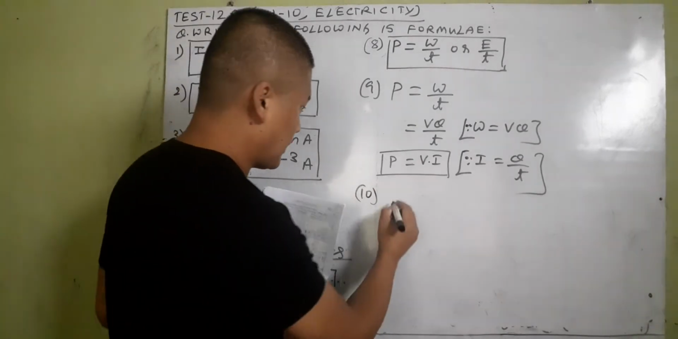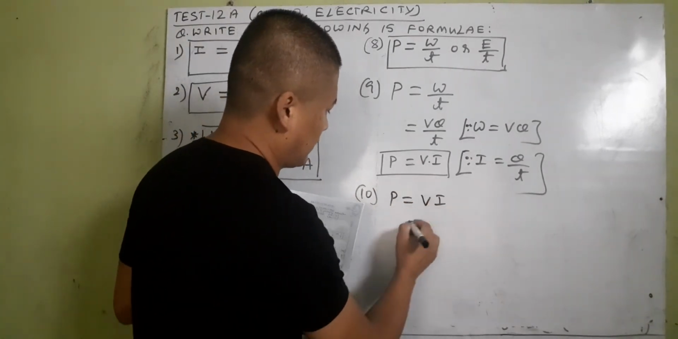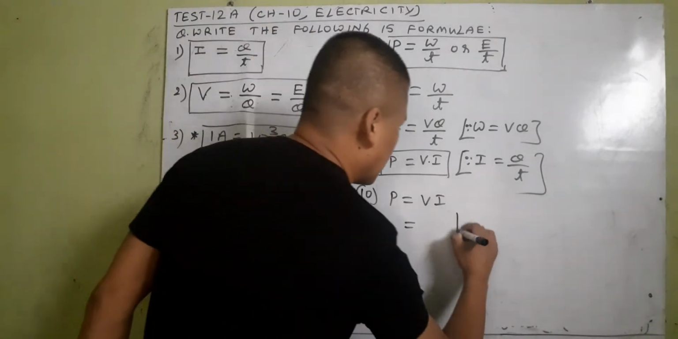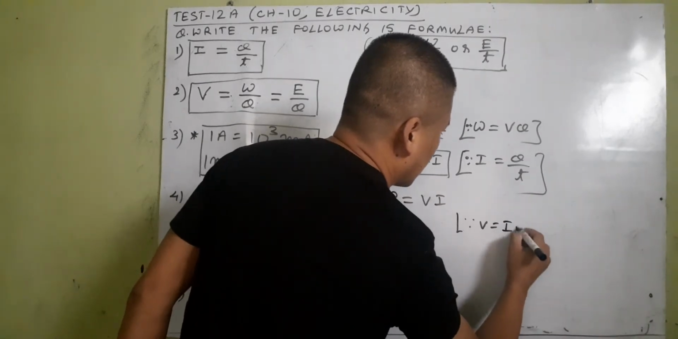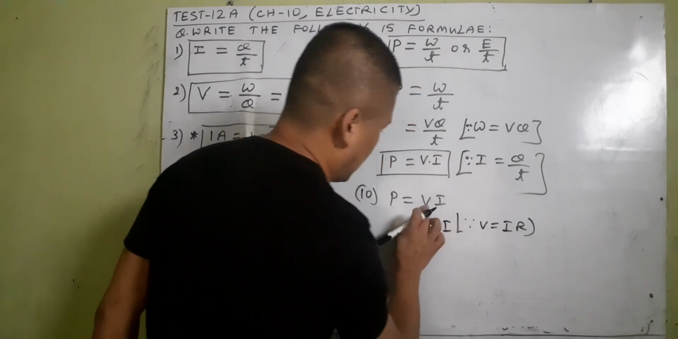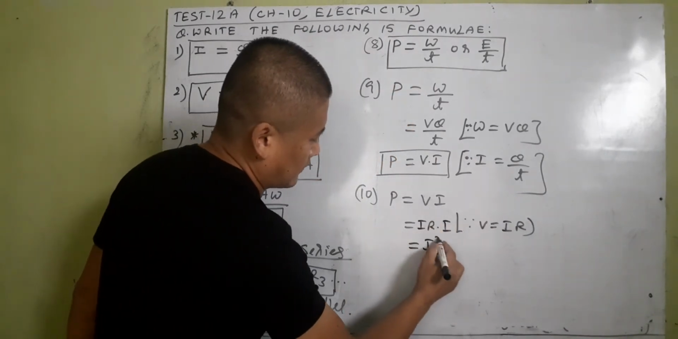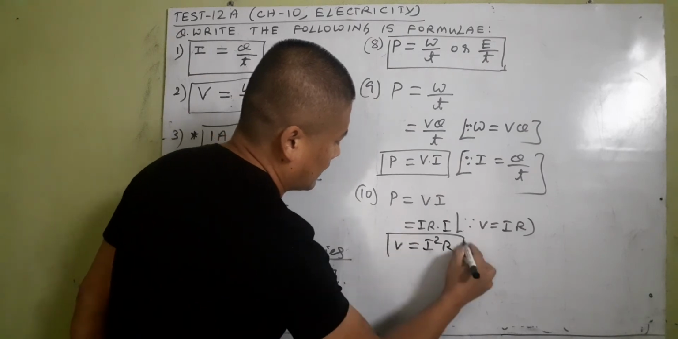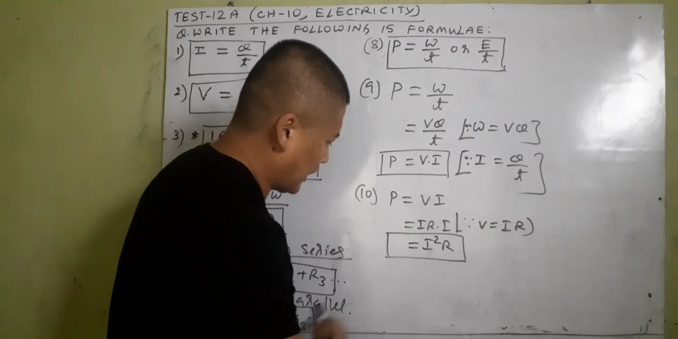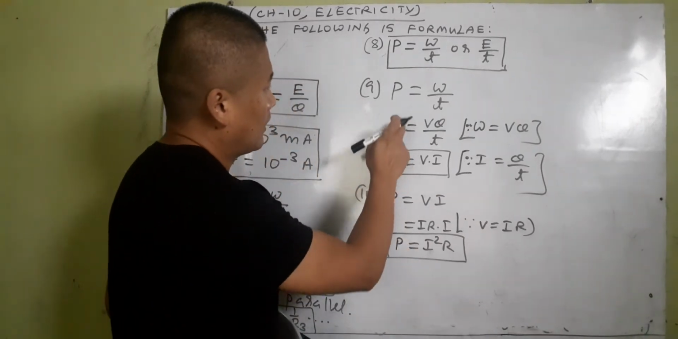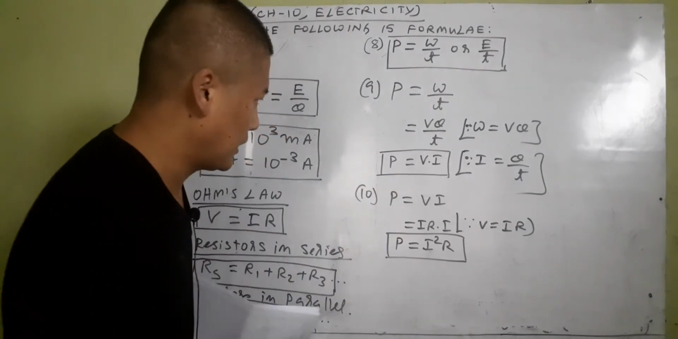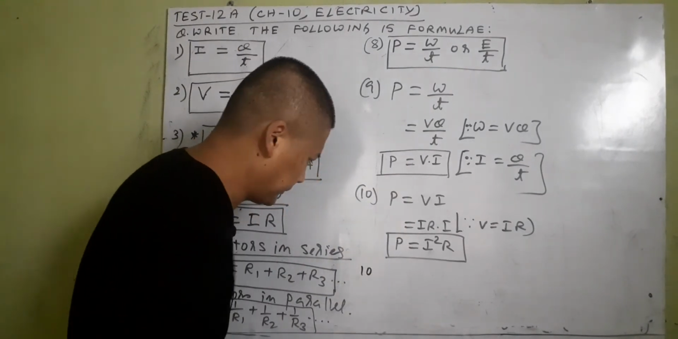P = VI, from just now. Here V equals I into R. Since V = I × R, this V can be replaced by I into R into I. So there will be I squared R. P = I²R is another famous equation for power. That makes 1, 2, 3 power equations.